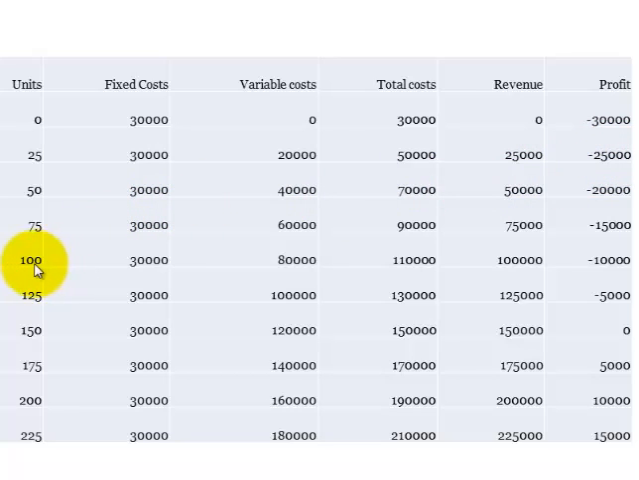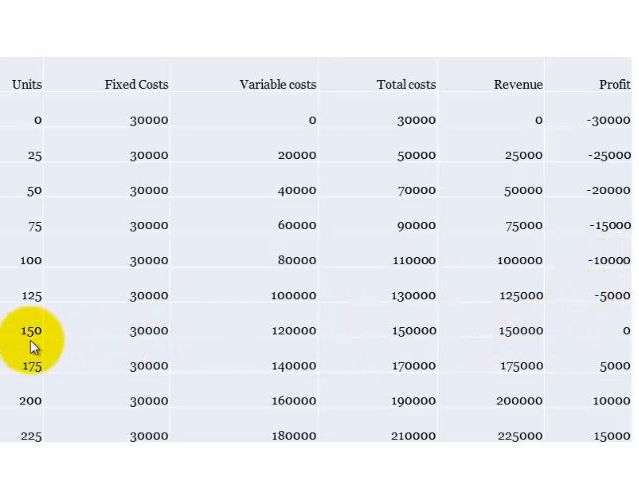Let's have a look at 100 units. At 100 units, the fixed costs are still the same. The variable cost at 800 equals 80,000. So the total cost is that plus that gives you that. The revenue, 100 units at 1,000, gives you that much revenue. So we take the total cost from that, and we still have a loss of minus $10,000.